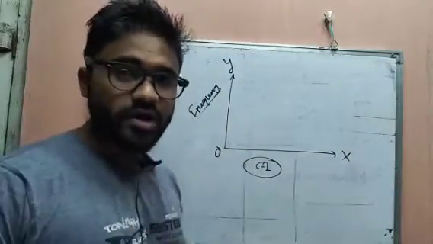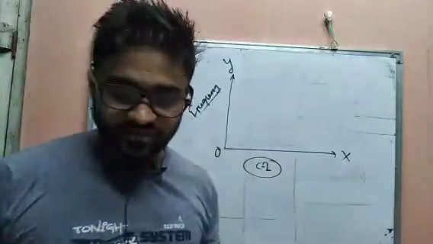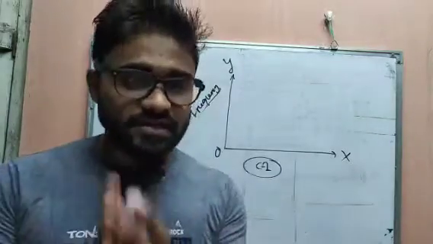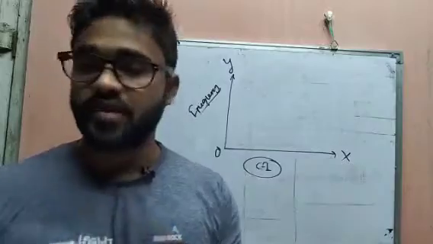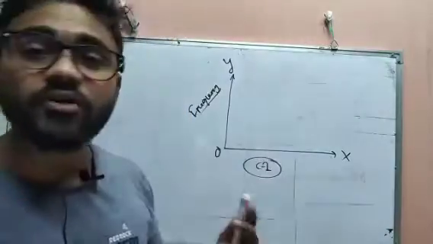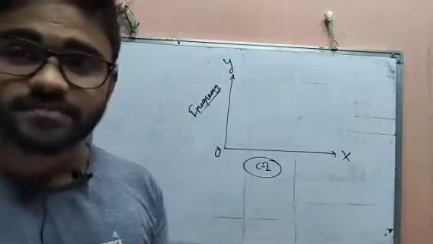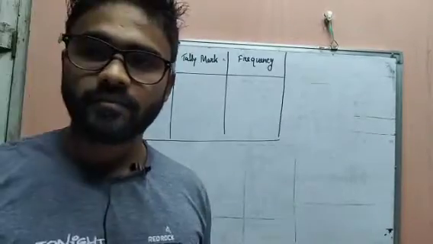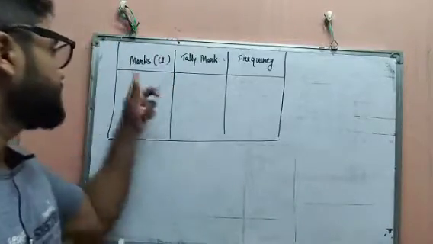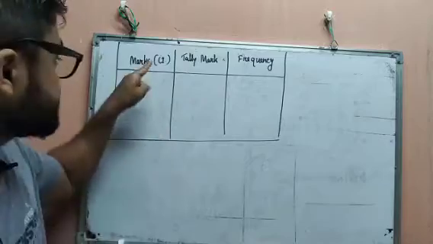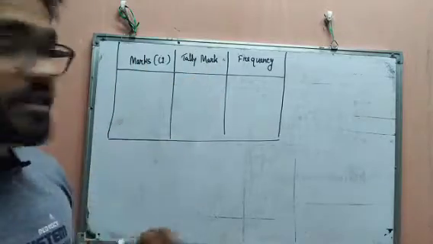See, first one. For that, we have to draw the maths. We have to first do the class interval, then tally marks, and then frequency. Okay, so I'm going to show you how to do it. Just wait and watch. So first we have to make the table. The table first on marks, which is class interval. This is CI. Okay, then tally marks, then frequency.